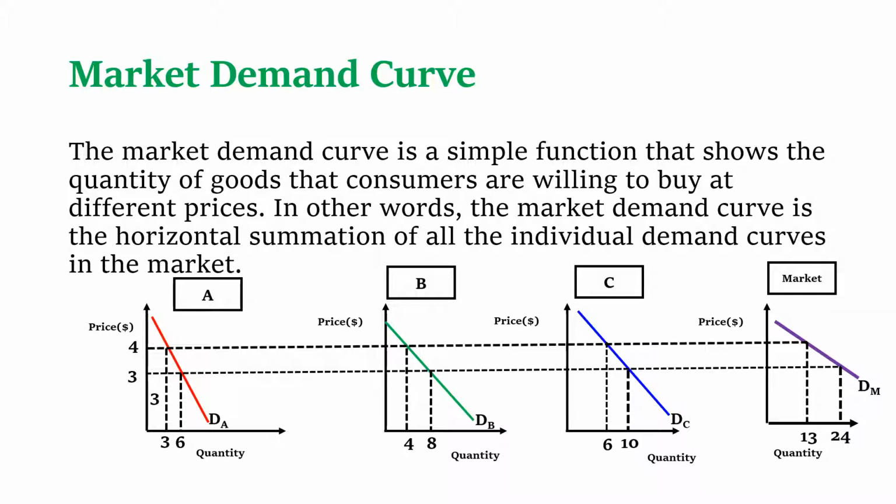So now, if we try to find the horizontal summation of all these individual demand curves, we're going to get a flatter demand curve, which is the market demand curve. So this is the market demand, right? It sums all the individual demands. So we know demand is the willingness and ability of a consumer to buy a good, right? So let's move on.